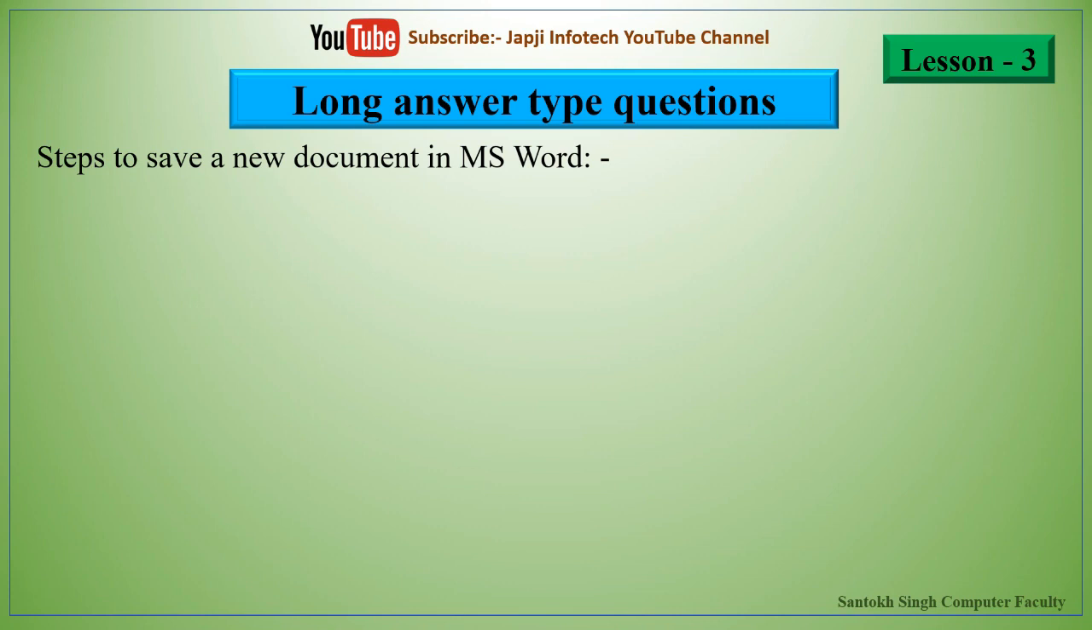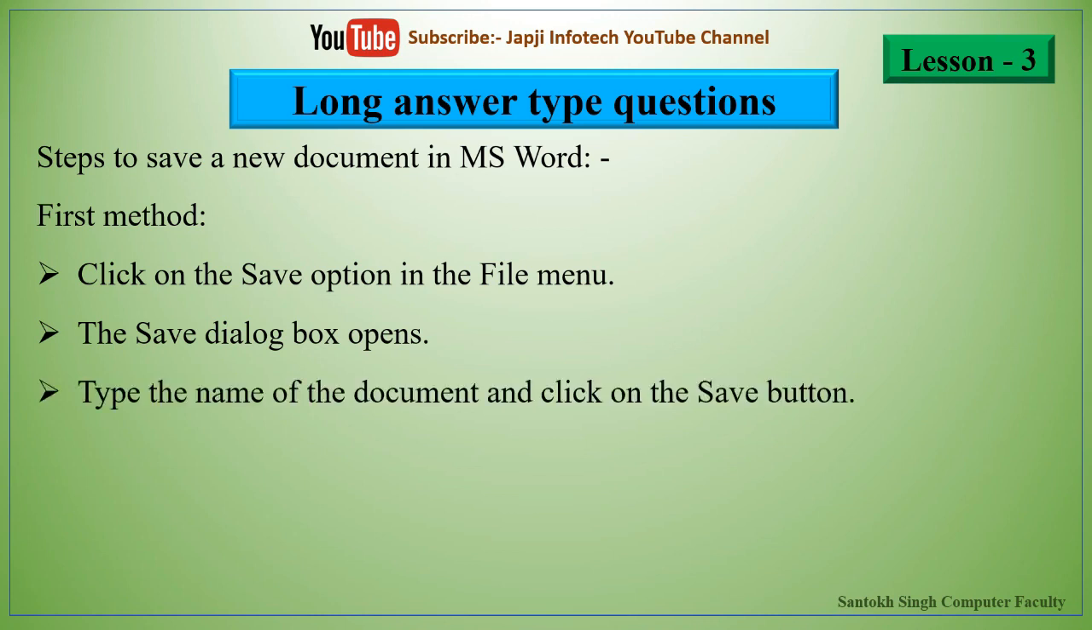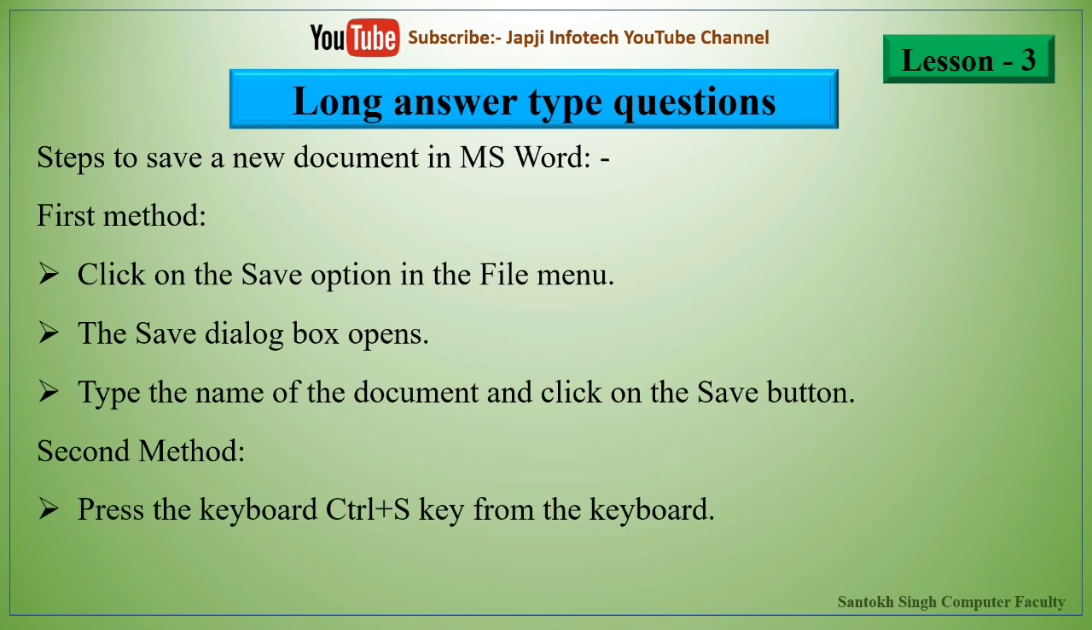So now we will learn about steps to save a new document in MS Word. First method is click on the save option in the file menu. The save dialog box opens. Type the name of the document and click on the save button. And the second method is press the Ctrl+S key from the keyboard.